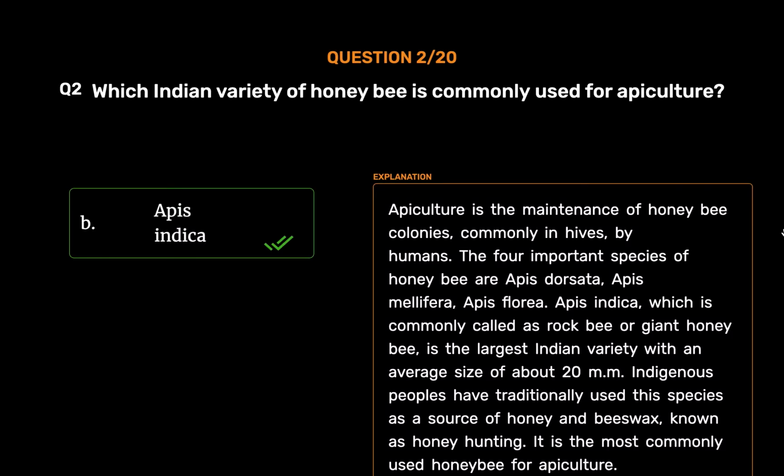Apis indica. Apiculture is the maintenance of honeybee colonies, commonly in hives, by humans. The 4 important species of honeybee are Apis dorsata, Apis mellifera, Apis florea, Apis indica, which is commonly called as rockbee or giant honeybee, is the largest Indian variety with an average size of about 20 meters. Indigenous peoples have traditionally used this species as a source of honey and beeswax, known as honey hunting. It is the most commonly used honeybee for apiculture.